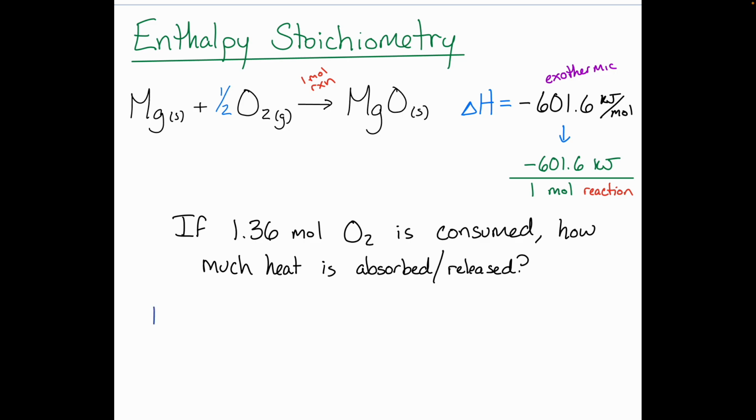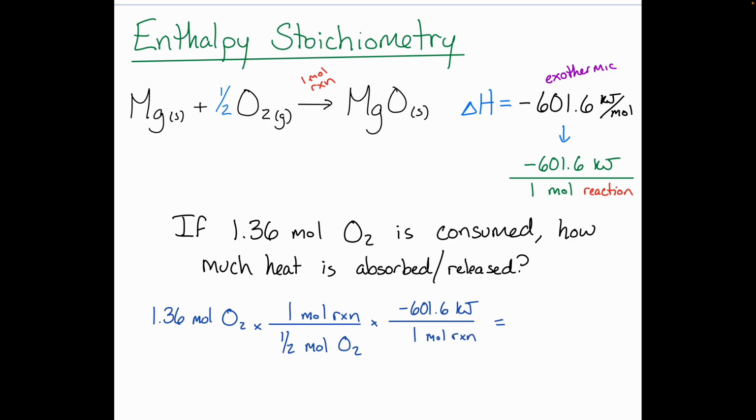All right, so I'm going to start out with my 1.36 moles of O2. But before I can use that enthalpy, I need my units to be moles of reaction, right? So I'm going to use my balanced chemical equation. According to my balanced chemical equation, how many moles of oxygen are consumed per mole reaction? 1/2. All right, so I have 1/2 moles of O2 per mole reaction. And now I'm in the correct units to multiply by that enthalpy, negative 601.6 kilojoules per mole reaction.